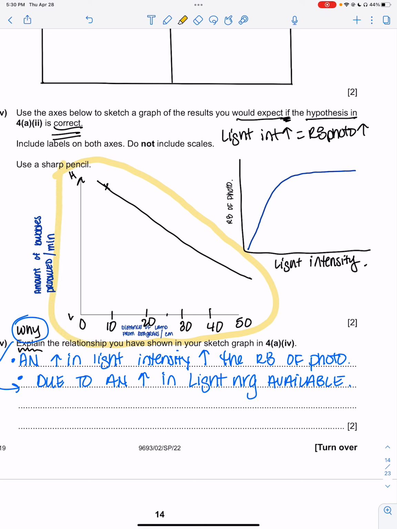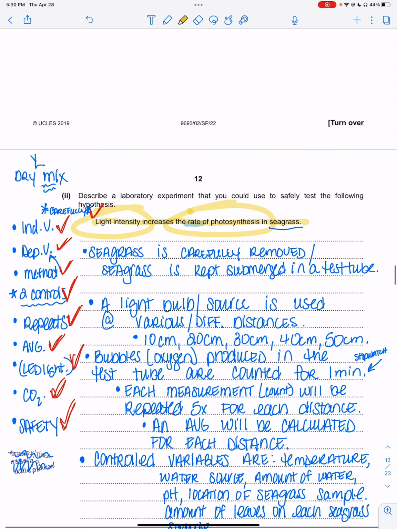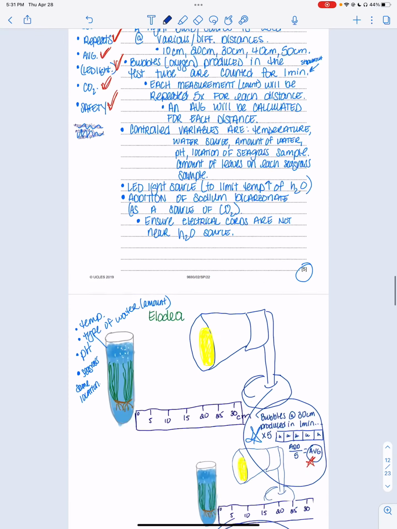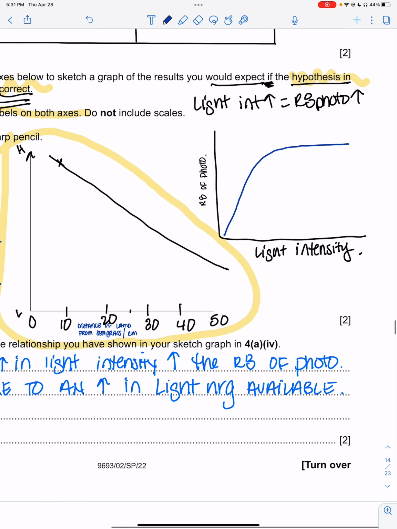But I guess it says use the axes to sketch a graph of the results you would expect if the hypothesis is correct. Include labels on both axes. So a little trick there is to go back to the hypothesis, where you're saying light intensity will increase the rate of photosynthesis. Light intensity is your X, and the rate of photosynthesis is what you were trying to measure, your Y. And then we just designed a way to identify the rate of photosynthesis.